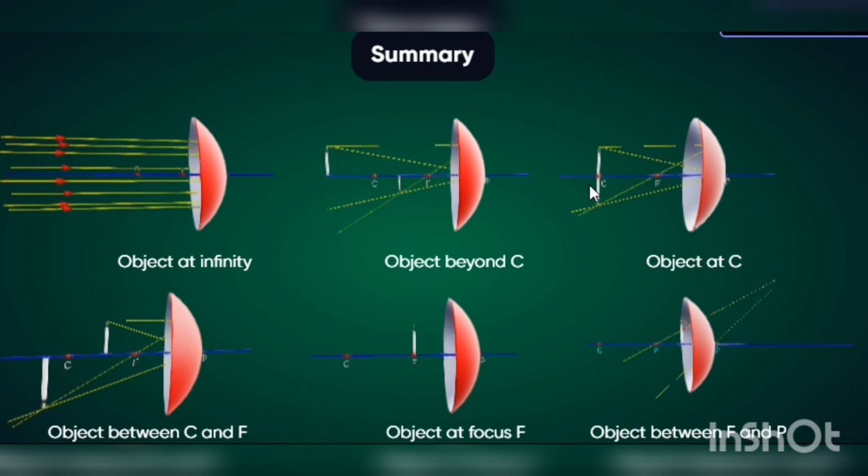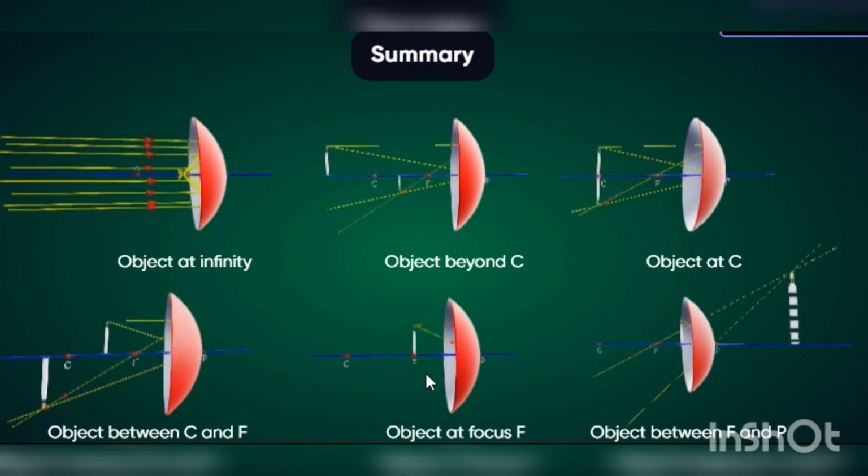The third case is object at C. Image is also formed at C. Image is real and inverted and the same size as the object. Object is between C and F. Where is the image formed? Beyond C. So here the object is coming closer to F, so the image is becoming larger. So the image is real, inverted and larger than the object. And it is formed beyond C.